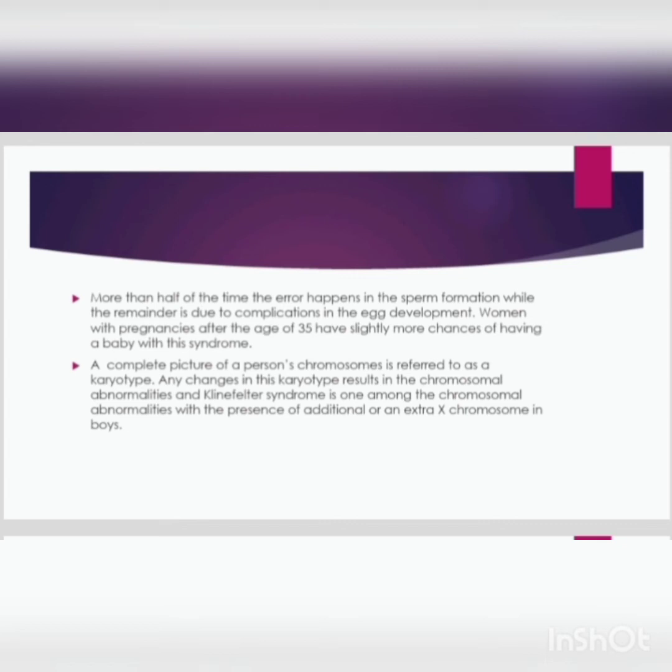A complete picture of a person's chromosomes is referred to as a karyotype. Any changes in this karyotype result in chromosomal abnormalities, and Klinefelter syndrome is one among the chromosomal abnormalities, with the presence of an additional or extra X chromosome in boys.